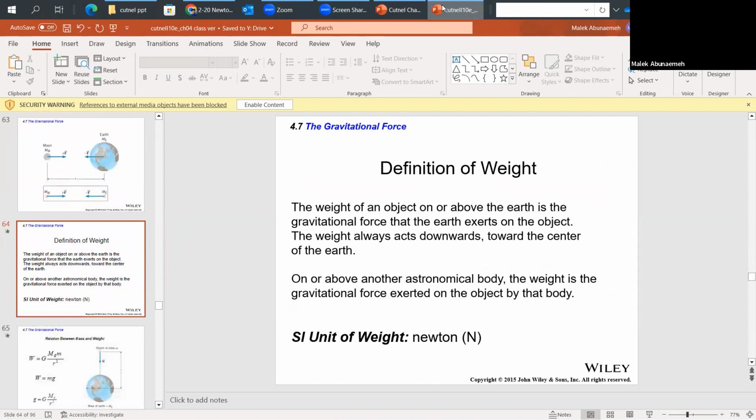And that brings us to the definition of the weight. The weight of the object on or above the earth is the gravitational force that the earth exerts on the object, the weight that always acts downwards towards the center of the earth. On or above another astronomical body, the weight is the gravitational force exerted on the object. Because the weight is the mass times the gravity, which is an acceleration, 9.8 meters per second squared. That means you get kilogram meters per second squared, which is going to be your newton.